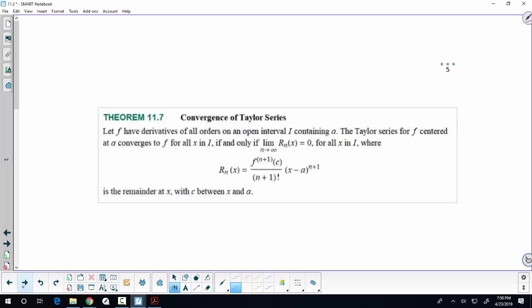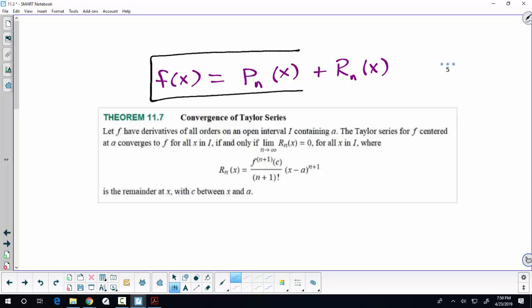So I think we wrote this down: the function is our Taylor polynomial plus the remainder. And so in order for the Taylor polynomial to actually equal the function, as n approaches infinity, R of n must approach 0.